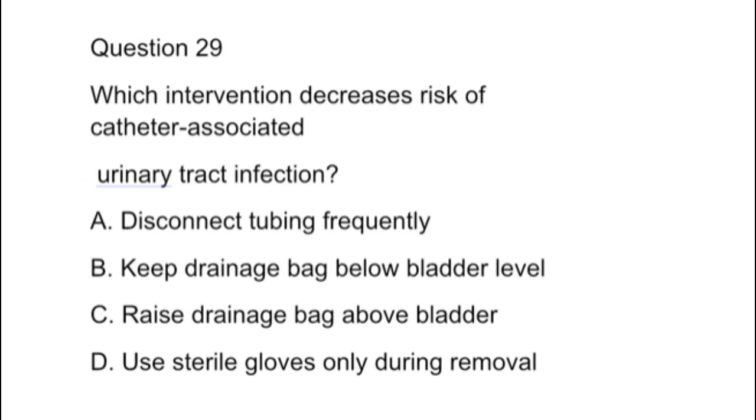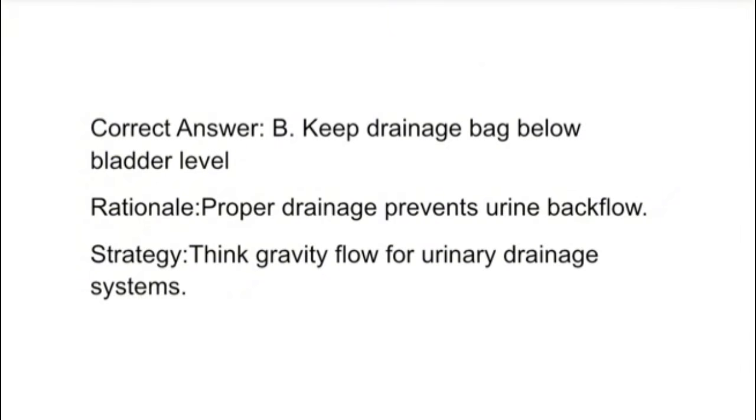Question 29. Which intervention decreases risk of catheter-associated urinary tract infection? A. Disconnect tubing frequently. B. Keep drainage bag below bladder level. C. Raise drainage bag above bladder. D. Use sterile gloves only during removal. Correct answer, B. Keep drainage bag below bladder level. Rationale. Proper drainage prevents urine backflow. Strategy. Think gravity flow for urinary drainage systems.